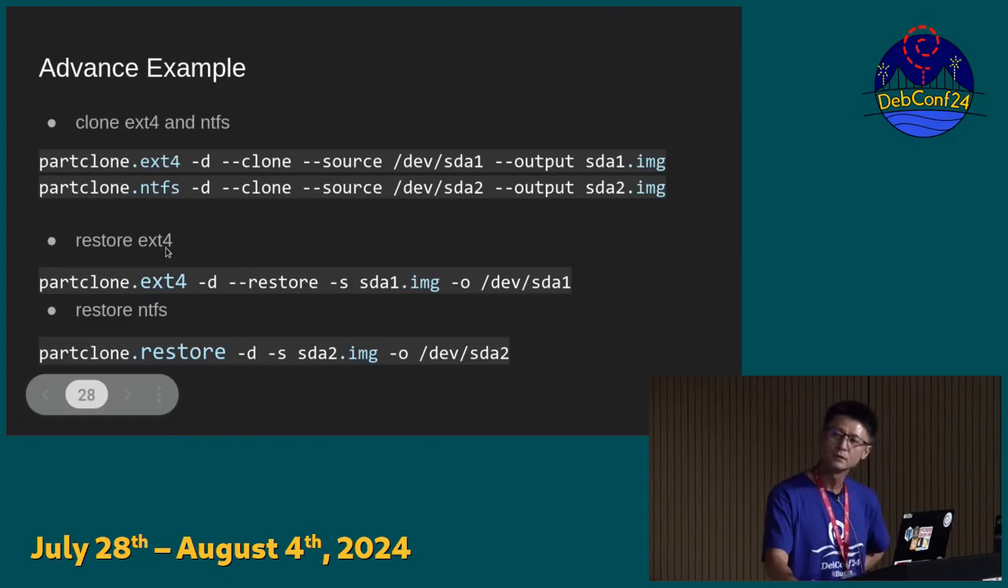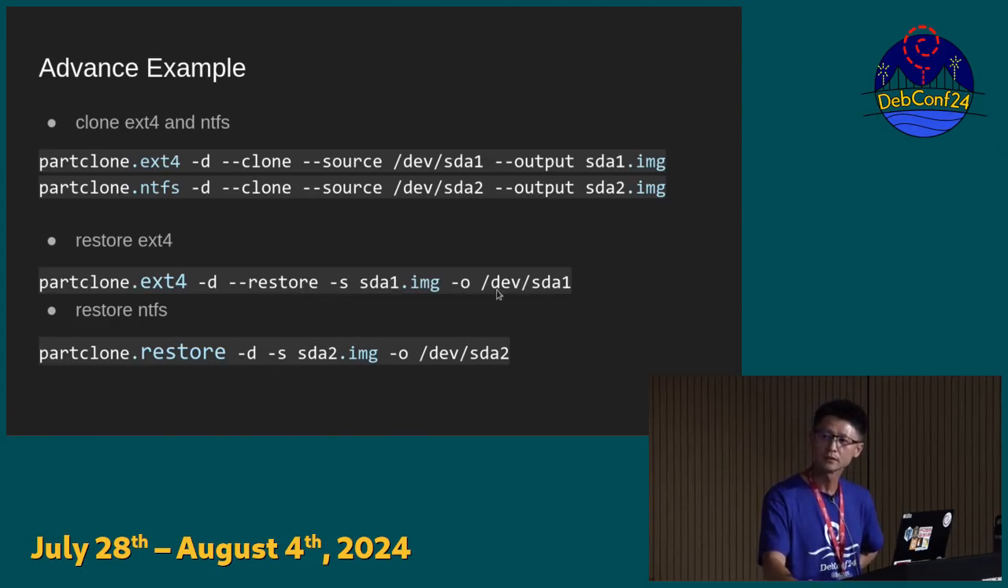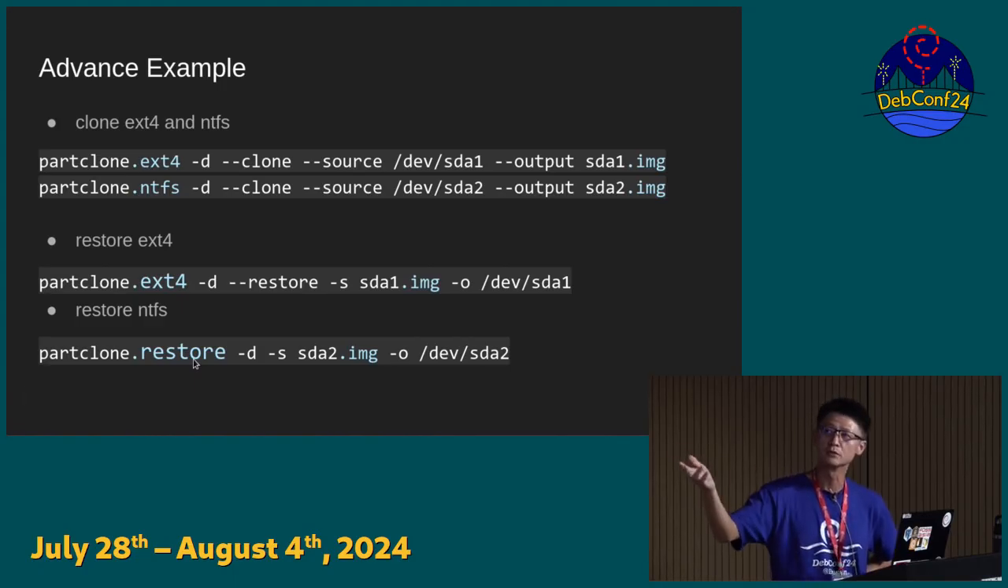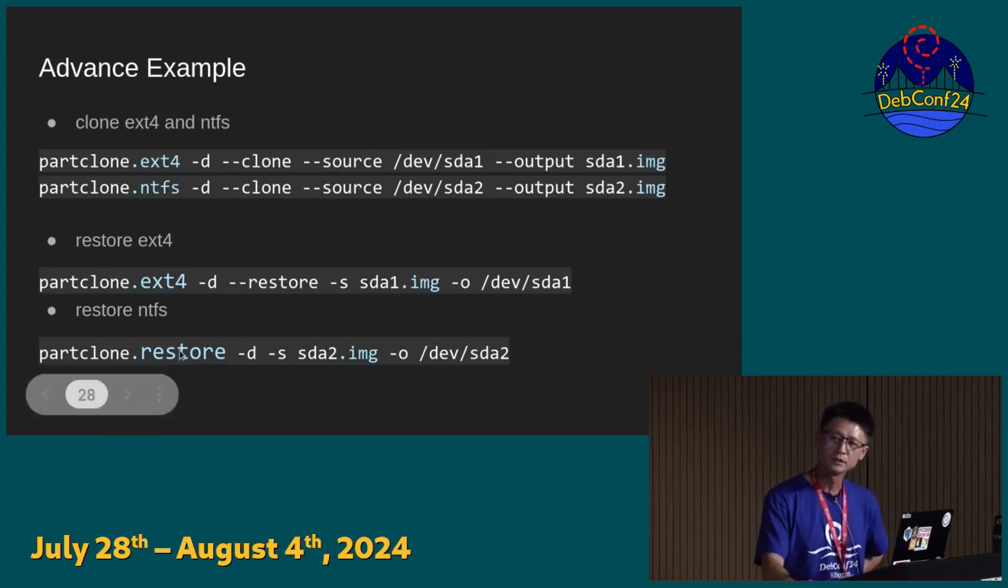And we can restore with the same kind of command: you just use --restore from the source image to the target device. And this command, partclone.restore, is the universal restore tool for Partclone images. Sometimes the user forgets what kind of file system the image is. So we have this one for the user. We just give it the Partclone image, and then you can restore to your device.